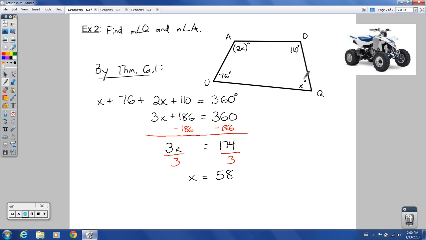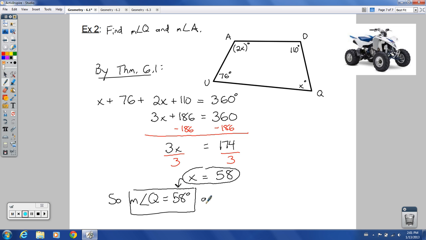If we get Q, or what is Q, we just plug 58 back in, it's going to be 58, because Q is the same thing as x. So we can say, so the measure of angle Q, why don't I circle this, pretty important. Measure of angle Q is 58 degrees. That's a final answer. I'll box that in. And then we also have the measure of angle A. That's going to equal 2 times 58, which is 116 degrees. So the measure of angle A, that goes in right there. That came from right there. Measure of angle A is 116 degrees.